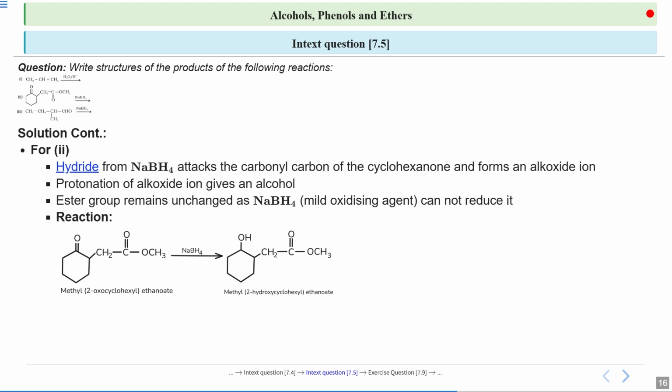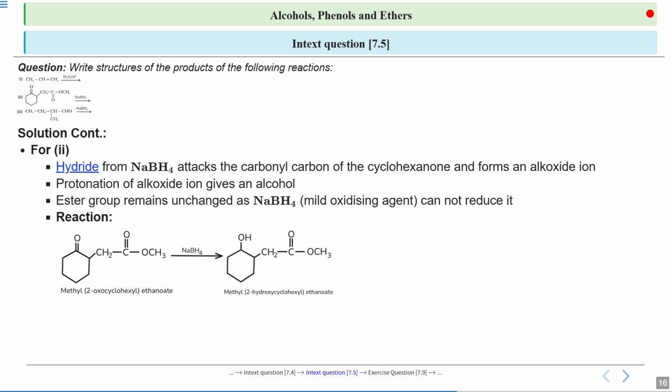If there is a strong reducing agent like lithium aluminium hydride, then the ester group will also change. But here only sodium borohydride is given, so the ester group will remain unchanged, and the other C double bond O, the carbonyl group present in our cyclohexane, is going to be affected by sodium borohydride and get reduced. The hydride from sodium borohydride attacks this carbonyl carbon, breaks the double bond with the oxygen, and the oxygen gets a negative charge.